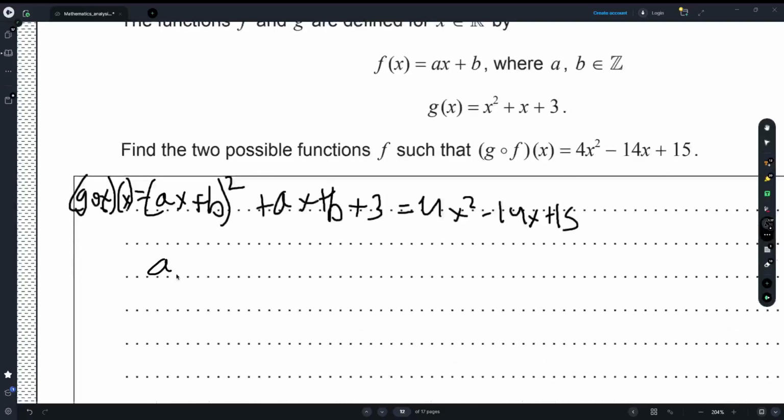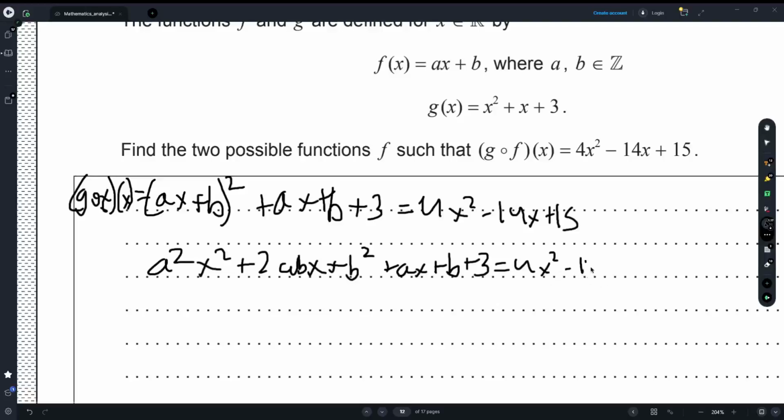And we can expand here, so a squared x squared plus 2abx plus b squared plus ax plus b plus 3 equals 4x squared minus 14x plus 15. So now the way to find out what the values of a and b are is by matching the coefficients of the terms. And so we can just group this here.